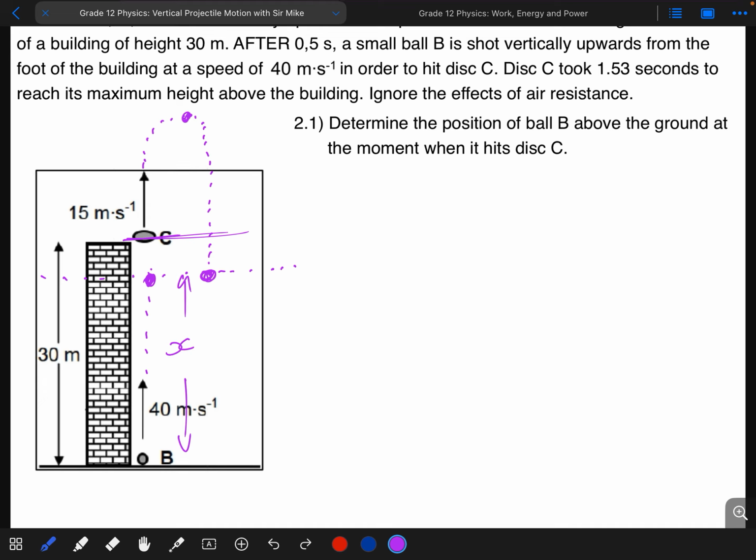So in this case, I'm simply going to put my focus on object C, the one which was projected first. I'm going to make that the time it took to reach this point.